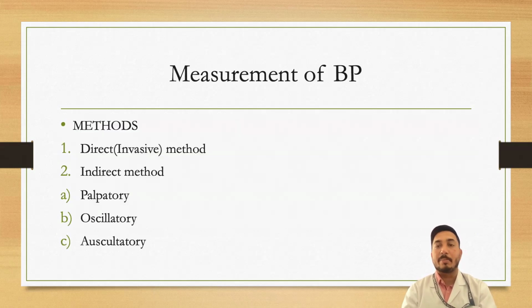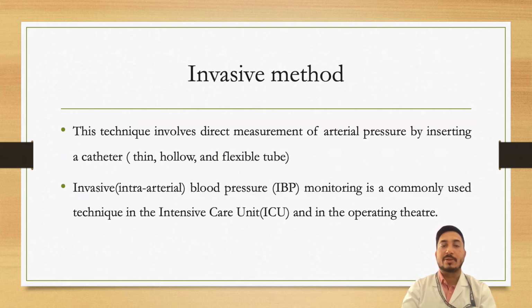Now, there are various methods by which we can measure blood pressure. One is the direct invasive method, which is required in more critical patients where you need to continuously monitor the patient with very high accuracy, such as patients admitted to the ICUs. Such patients require continuous monitoring without much variance, so in such patients we can apply the direct or invasive method. The other method is the indirect method, in which we have three techniques: palpatory, oscillatory, and auscultatory. So we'll see one by one what these methods are.